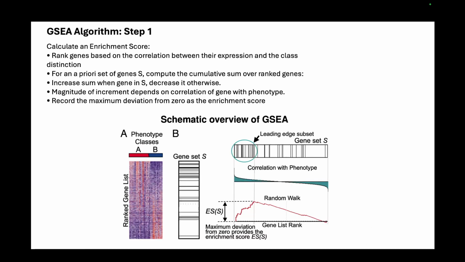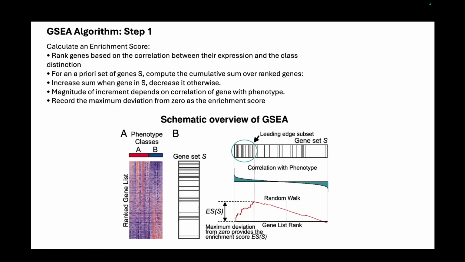You rank the genes based on the correlation between the expression and the class distinction. Then you have a set of genes that you already know, your pre-specified set of genes. You check those genes in that particular rank and you compute the cumulative sum over the ranked genes. Increase the sum when the gene is in S, and decrease it otherwise. So you are just doing a random walk.